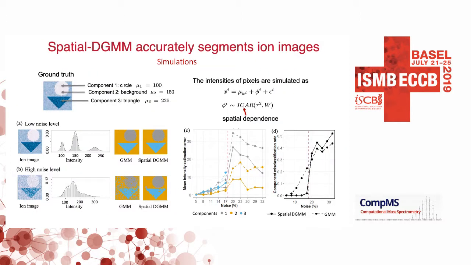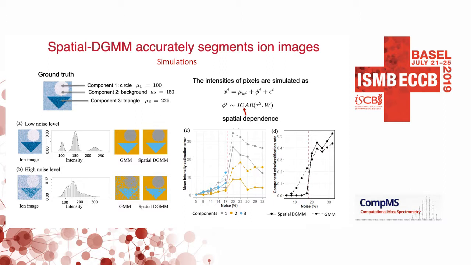In this ion image, we have 3 known Gaussian components. Component 1 is the circle, component 2 is the background, and component 3 is the triangle. Each of them has its own mean. We simulated the ion intensity with this formula, and we added a spatial term phi to this ion intensity. The spatial term is modeled by the ICAR model, the intrinsic conditional autoregressive model.